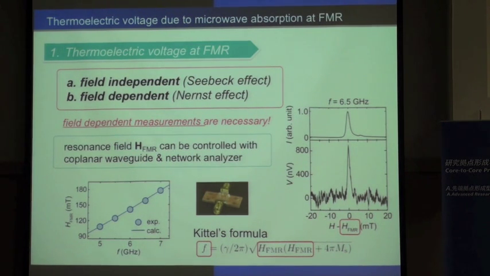To investigate the contribution from these thermoelectric voltages, we measured the inverse spin Hall effect with a network analyzer and a coplanar waveguide, which allows us to tune the resonance field by changing the microwave excitation frequency. This is data obtained using the network analyzer and a coplanar waveguide, measured at 6.5 gigahertz. We can change the resonance field by changing the microwave frequency, as shown in this figure. And you can see that the experimental data were reproduced using Kittel's formula.